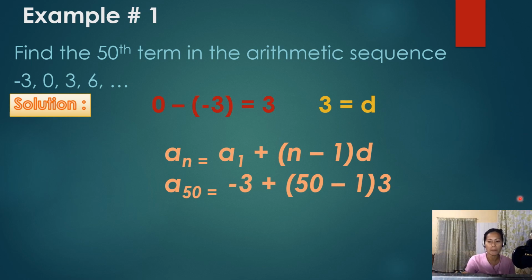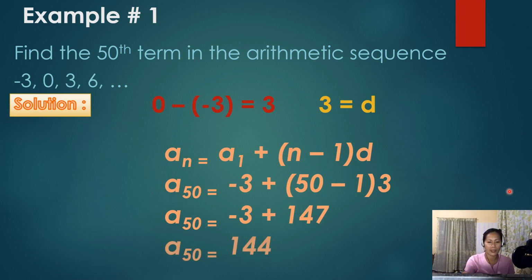And then we simplify. A sub 50 equals -3 plus 50 minus 1, that is 49, times 3, which will get 147. And then, a sub 50 equals -3 plus 147 equals 144.